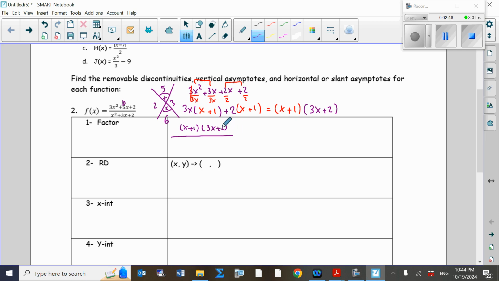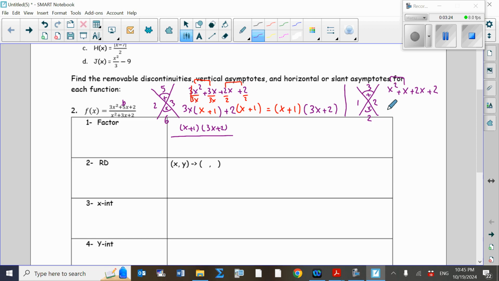And now let's look at the bottom of the fraction. We have x squared plus 3x plus 2. This time, you're going to find two numbers that add up to the b value, which is 3, and multiply to a times c. 1 times 2 is 2. Those two numbers are 1 and 2. So again, split the middle term using these two numbers: x squared plus x plus 2x plus 2. So the middle term is written as x plus 2x.